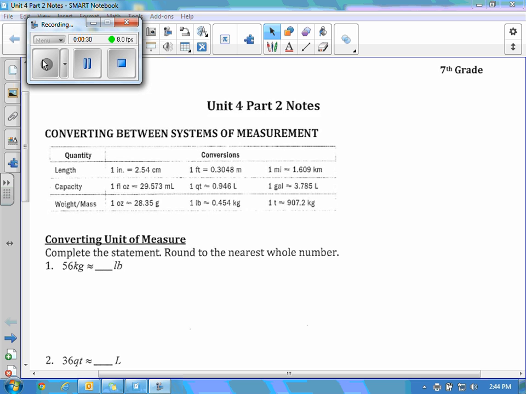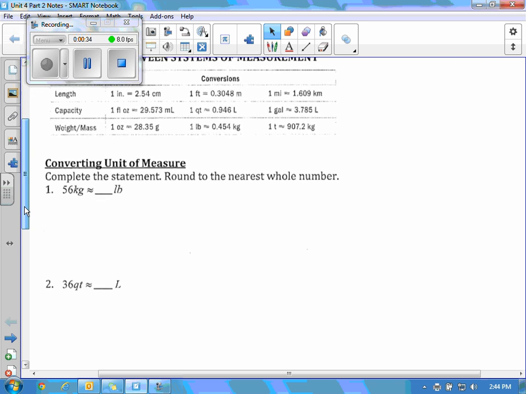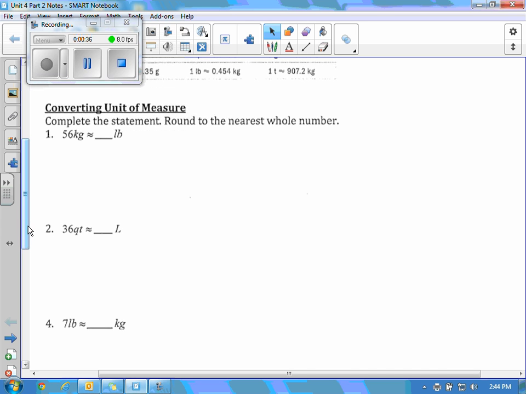So it says converting units of measure. It says complete the statement, round to the nearest whole number. So for the first one, we want to turn 56 kilograms into pounds. Now if you look, it has a squiggly equal sign. That means approximately, because we're not going to get exactly the right amount; we'll wind up with decimals. So it's going to be approximately pounds, and the direction said to round to the nearest whole number, so it's not going to be exactly accurate.